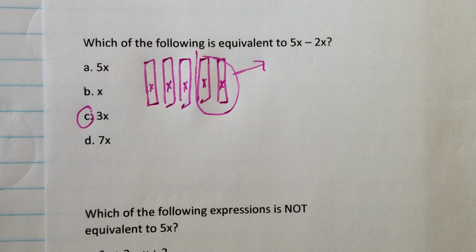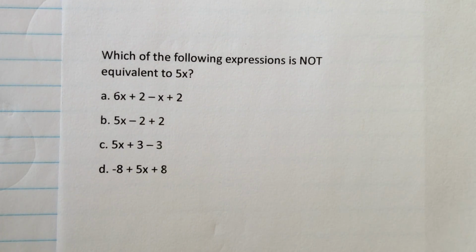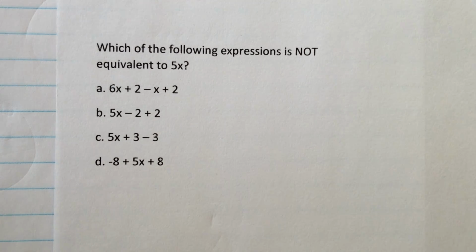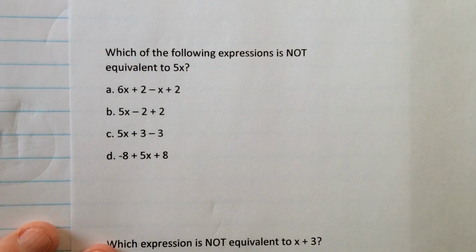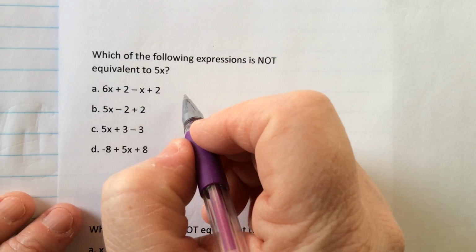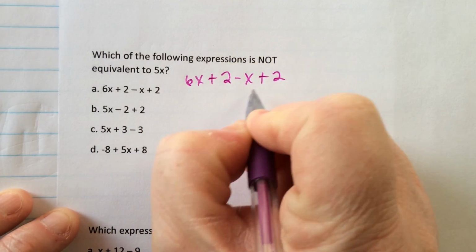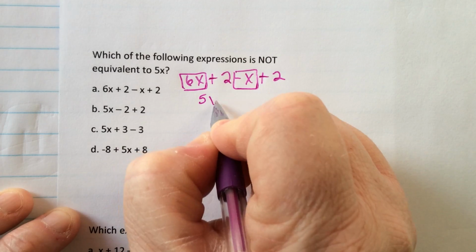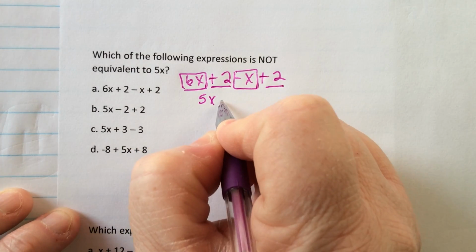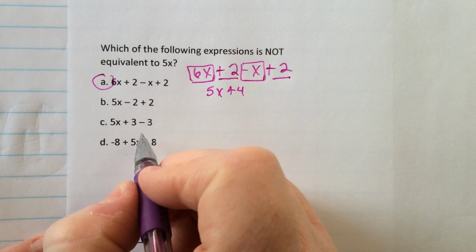Okay, I'm going to go ahead and work through all of these on the back page because I know this is kind of new in our class and they might be tough. Okay, which of the following expressions is not equivalent to 5x? Okay, so for each one of these, what I do is I go through and I rewrite them and combine like terms. So 6x plus 2 minus x plus 2. Well, I have 6x's minus 1x, that's 5x's, good, plus 2, oh, that's plus 4. That is not equivalent. But let's look at the rest just in case.